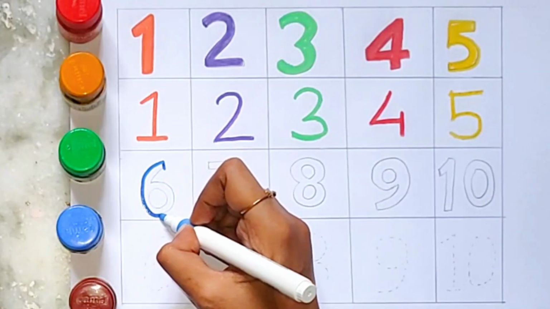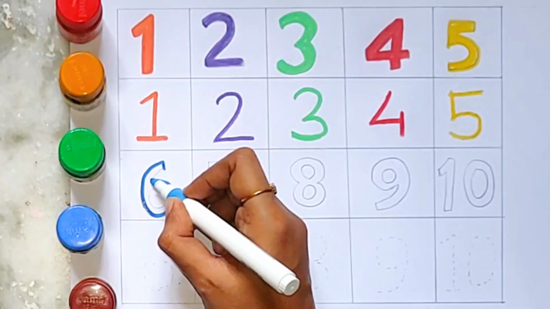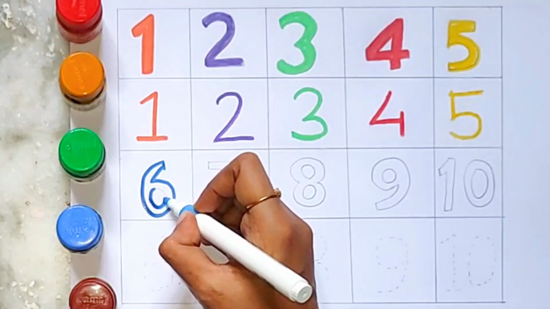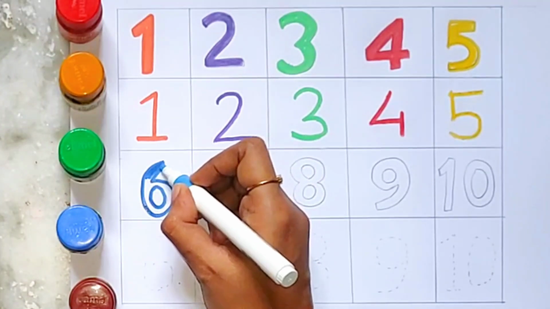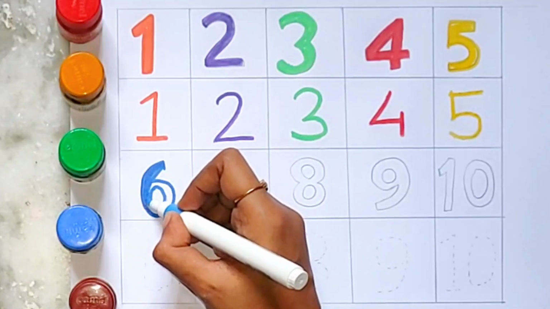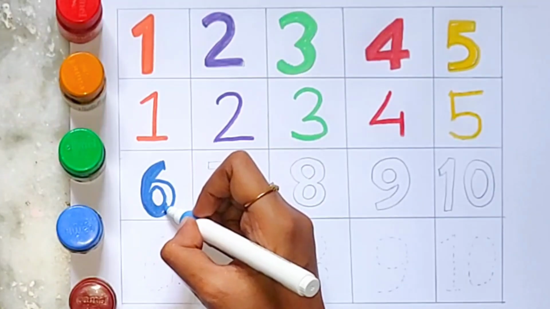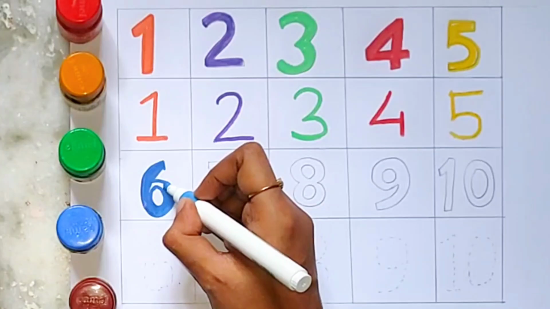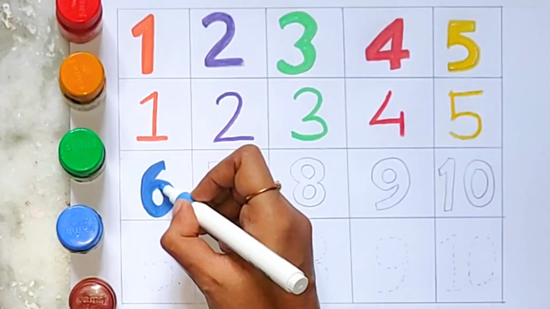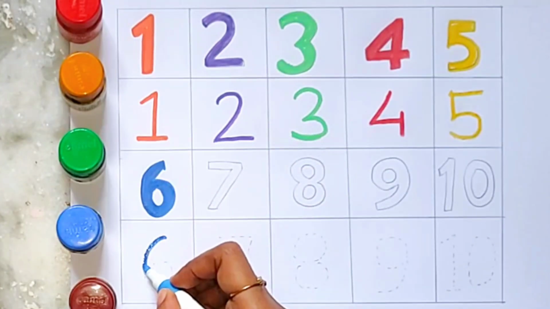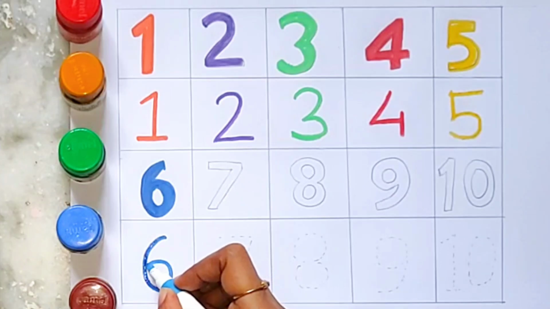What is this color? Blue color. What color, children? Blue color. The number is 6. S-I-X 6. 6 strawberries. Number 6.